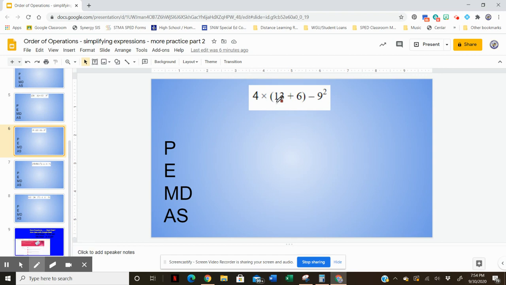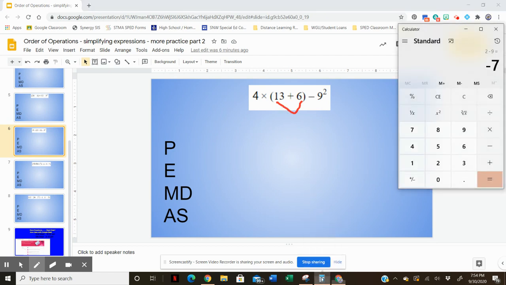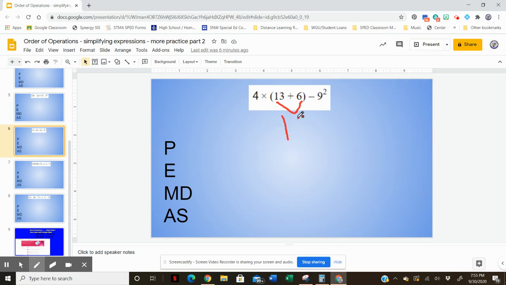All right, so we're going to start here with our 13 plus 6 because that's what we have in parentheses. Now 13 plus 6, use your calculator. Make sure that you get the correct number. 13 plus 6 is 19. So I'm going to write that down. Then I'm just going to bring down my 4. I'm going to multiply. Then I'm going to subtract my 9. And my squared.